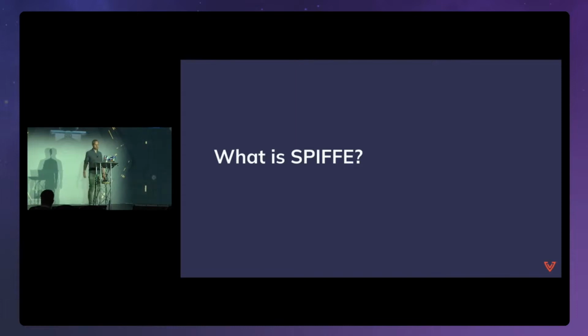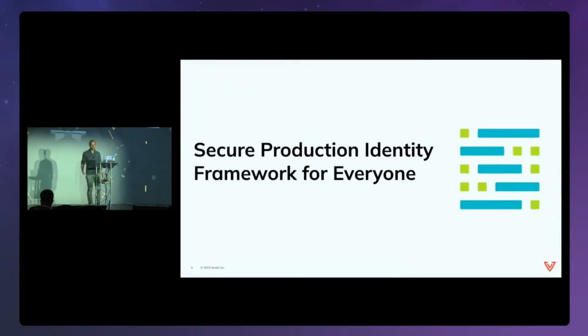What does SPIFFE actually mean? SPIFFE stands for Secure Production Identity Framework for Everyone. It's an open source project designed to establish a standard for securely identifying and authenticating software services in a distributed and dynamic environment, such as cloud-native and microservices architectures. The project aims to provide a framework that allows different services to securely communicate and trust each other's identities without needing to rely on traditional networking-based security mechanisms.